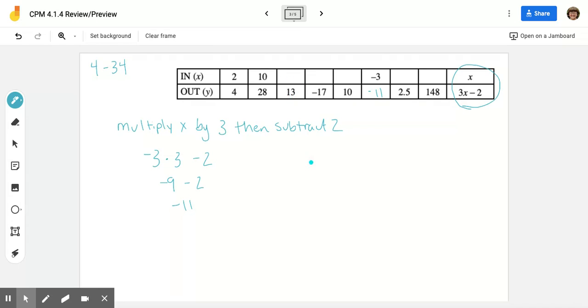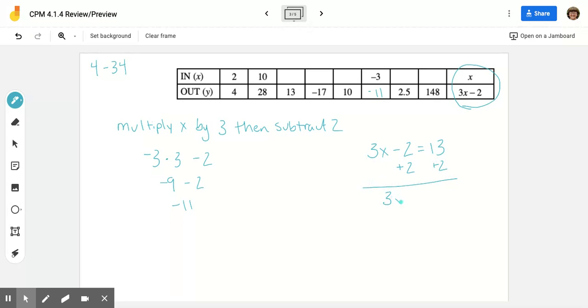So what I know is that let's start with 13 here. So I had 3 times X. So I took X, I multiplied it by 3, then I subtracted 2, and I got 13. So this way, I have Y filled in. I don't know what X is, so I can solve for X.